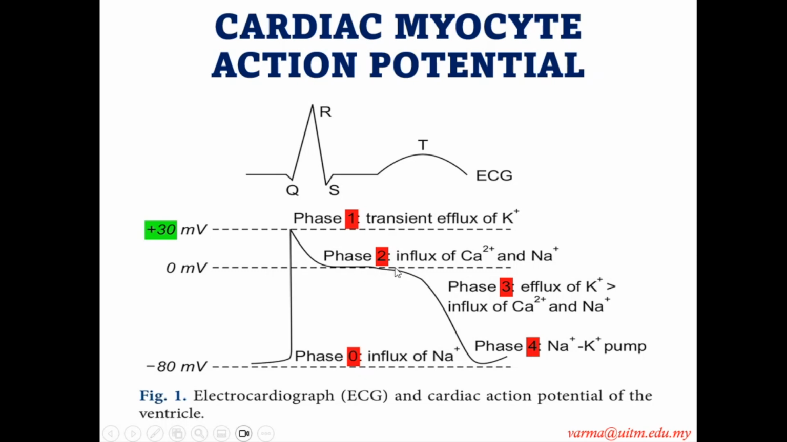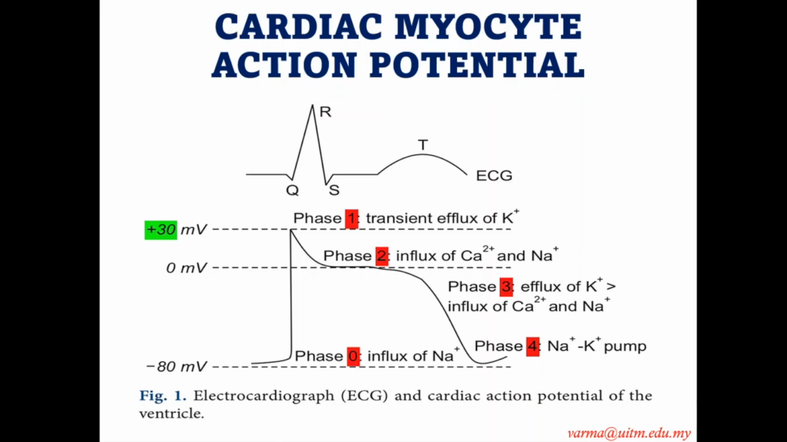The plateau is maintained because of influx of calcium and sodium. If there were no influx of calcium and sodium, the potassium efflux would bring this action potential down to negative. But it becomes a plateau because there is an influx of calcium and sodium, maintaining the electrical gradient, the electrical voltage. And then after that, in phase 3, potassium efflux exceeds calcium and sodium influx, and repolarization occurs. And in phase 4, the sodium potassium pump comes into play to re-establish the resting membrane potential.